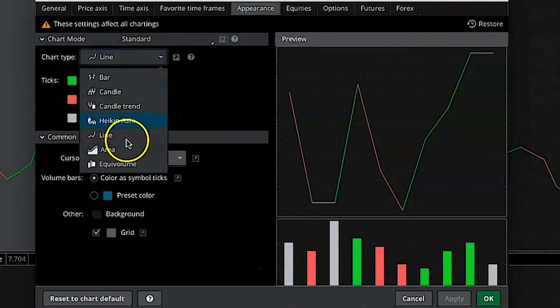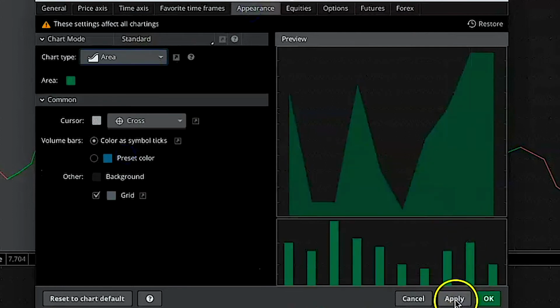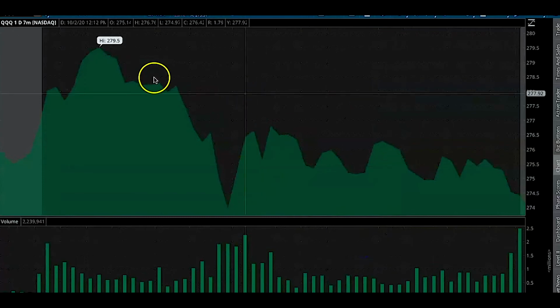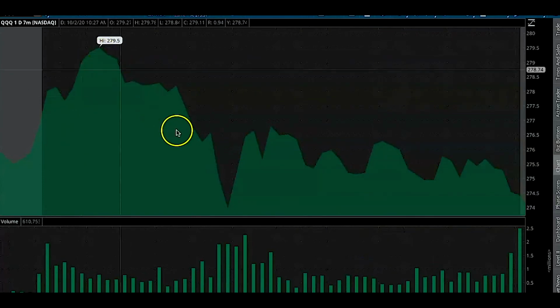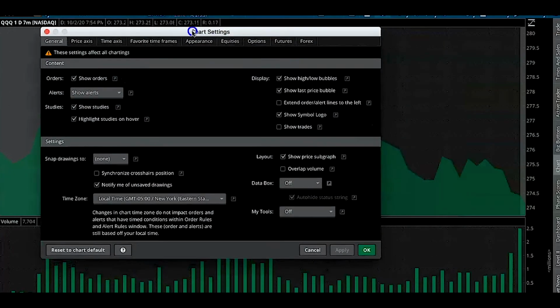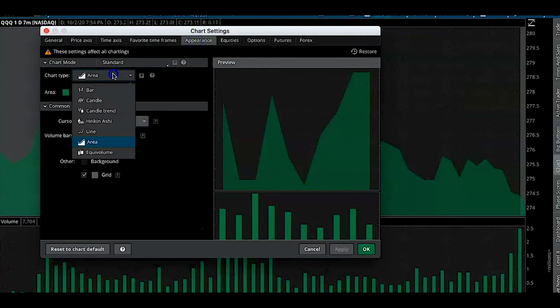So the next one we have is aerial. So let's look at this and see what we have here. So we can see it's the same thing. It's just lines, but it's filled in here. I don't know how people can trade with this. Some people trade with it, but I can't. Let's look at the next one.